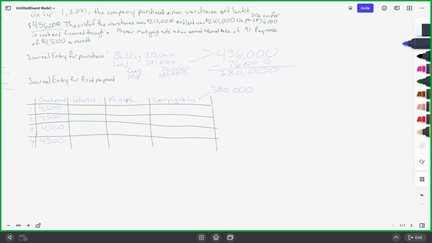And how are we gonna find, so we know we have a 9% annual interest rate. Is that gonna be our interest rate that we're gonna multiply by? No. What are we gonna do? Oh, divided by 12. Which you should get 0.0075 as your interest.